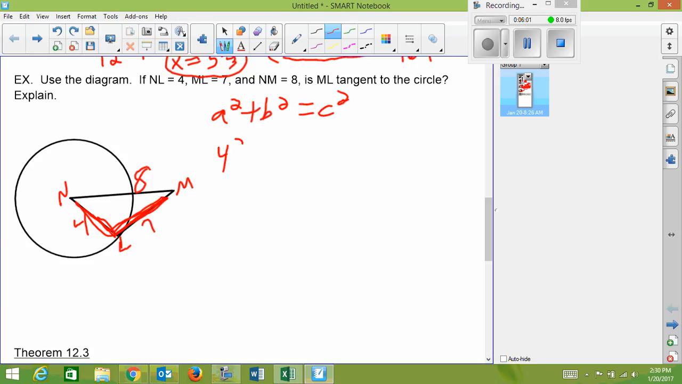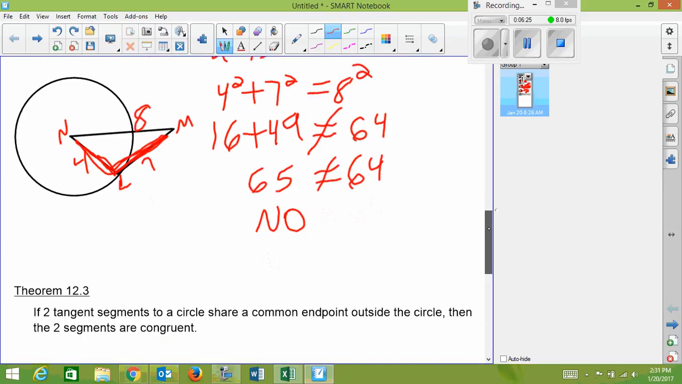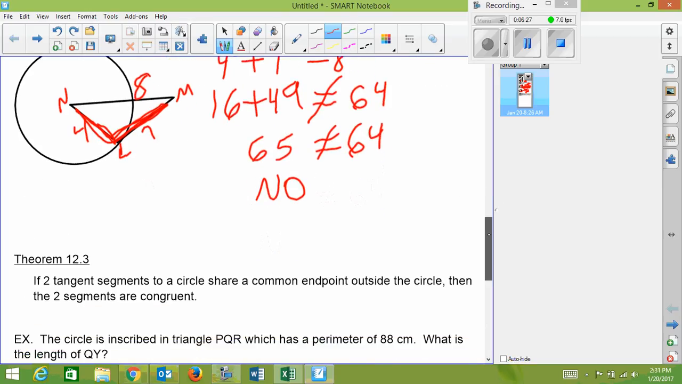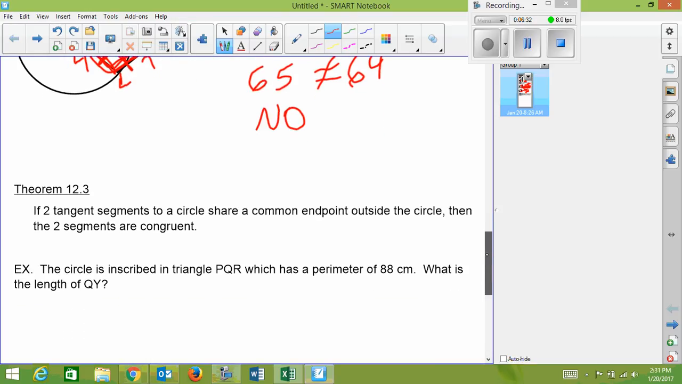So you would go 4 squared plus 7 squared equals 8 squared. 16 plus 49 does not equal 64. Right? It's 65 actually. So it does not equal 64. So the answer to the question is no, that is not a tangent, because the Pythagorean theorem would have to work for that to be perpendicular right here. So no, it is not a tangent.